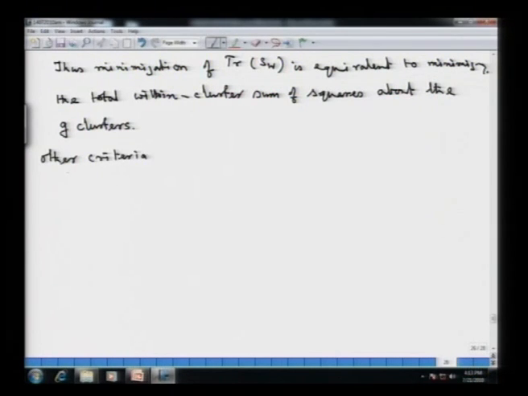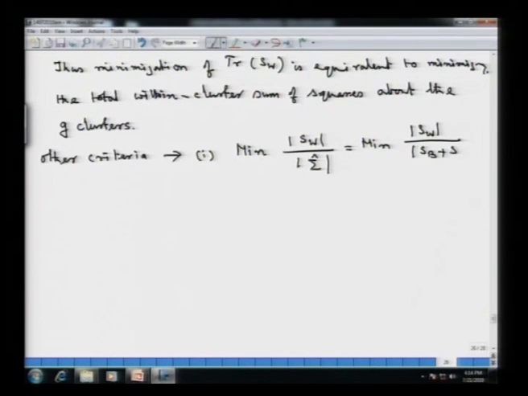There are other criteria. The following are other types of criterion, which look at the minimum of the determinant of S_W divided by the determinant of Sigma hat. This is actually the minimum over all possible such partitions, where Sigma hat is S_B plus S_W. So, it is looking at this particular ratio, which is the ratio of the determinant of the within cluster sum of squares and cross product matrix S_W, divided by the total, which is Sigma hat.